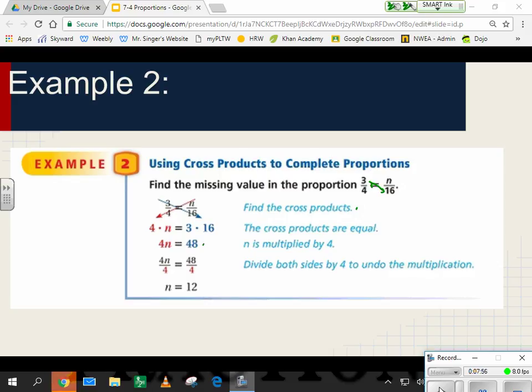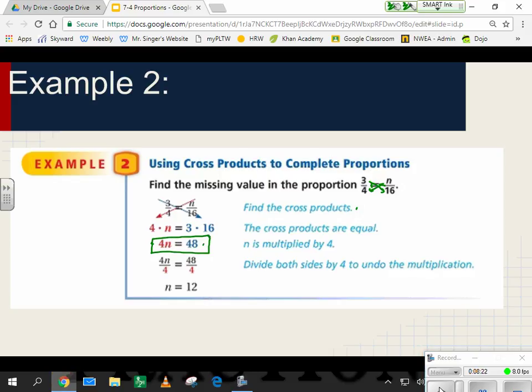And if you multiply 4 times n, we know we can't multiply those together, but we can combine them because one's a number and one's a variable. So 4 times n gives you 4n. So basically, we have to find out what is it that when you multiply it by 4, you get 48. Well, if we look at what we've got to this point, it says 4n equals 48.